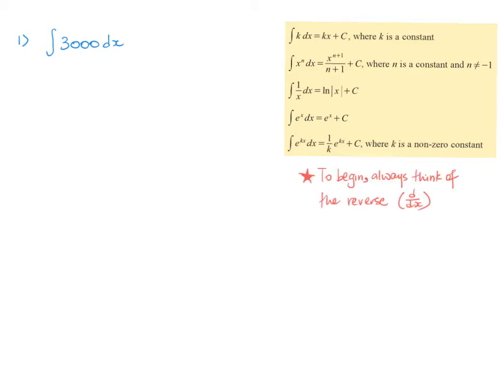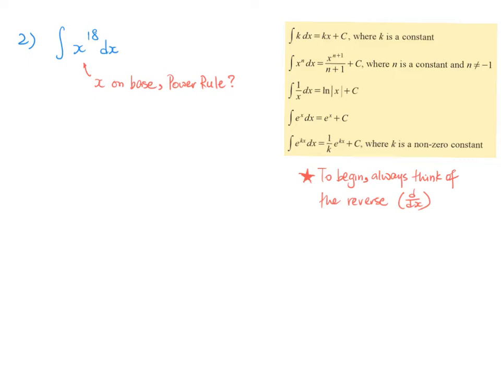I would suggest you always think of the reverse, the differentiation. For example, differentiating what would give just a constant, 3000x, right? So look at this. Whenever we're integrating a constant k, all we need to do is add an x after that, and then an integration constant. So this would be the answer.